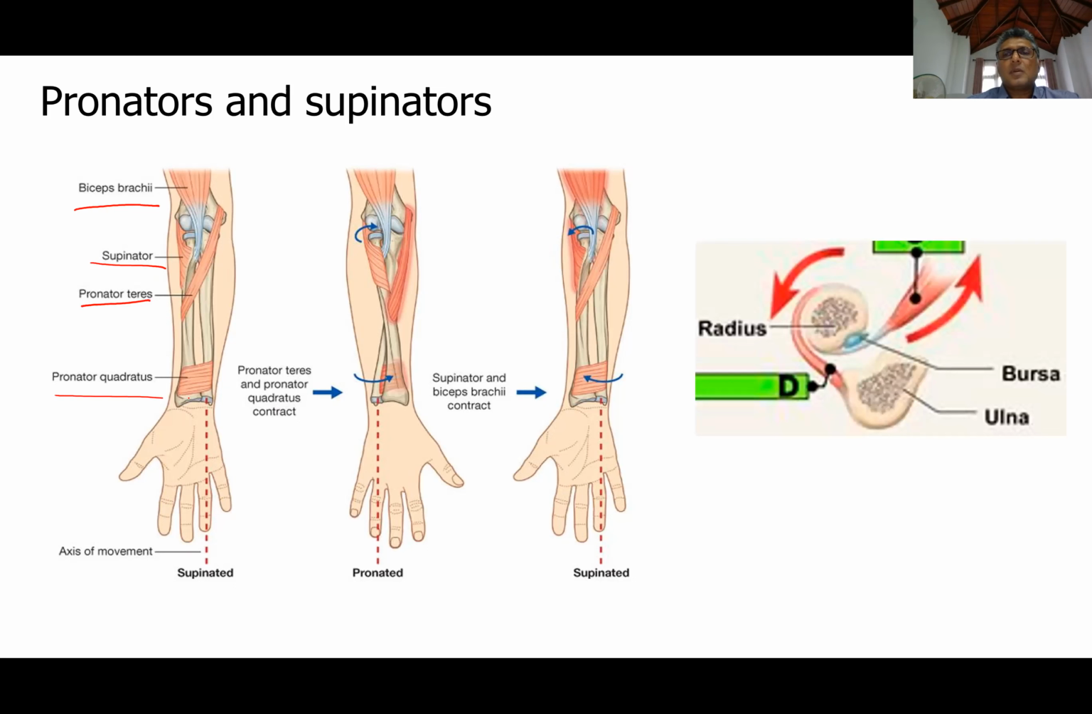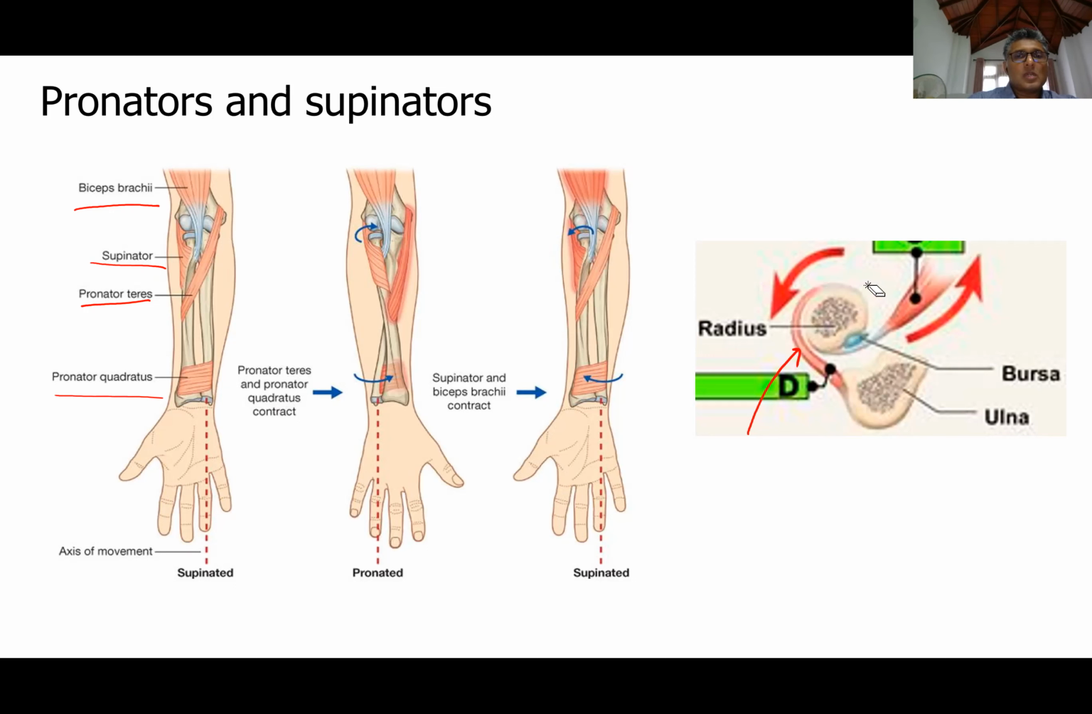Then, when it comes to supination, the attachment of the supinator and the biceps is such that when they contract together, there is rotation of the radius like that. Now this is the radial tuberosity. The biceps is attached posteriorly on the radial tuberosity, not here. And the supinator is attached to the lateral side of the radius. So because of these two attachments, this rotation can take place. So that is one thing.